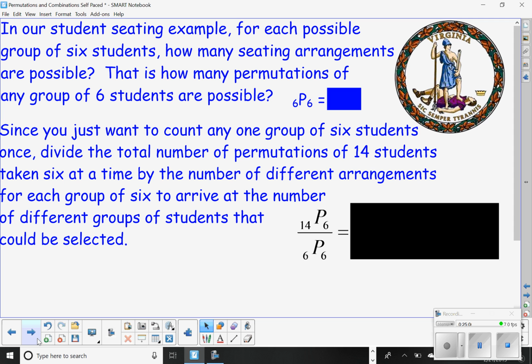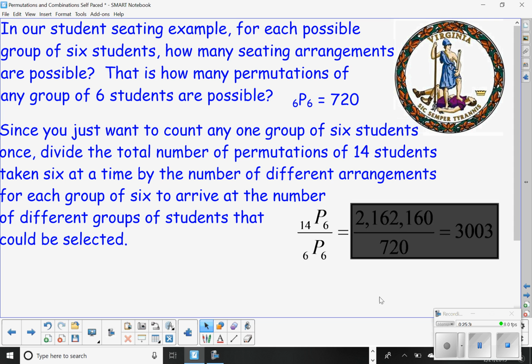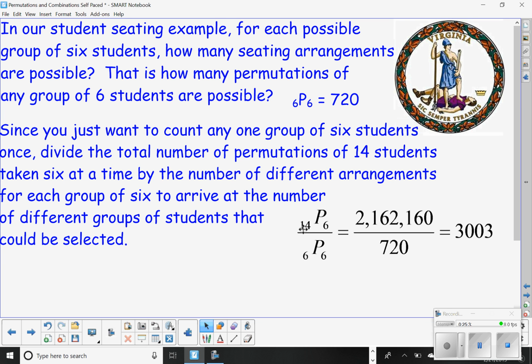Now, if we take our student seating example, we want to say for each group of 6 students, how many permutations are there? When order matters, there's 720 different ways to arrange 6 students. It's like 6 factorial. But I don't care about all the different arrangements. I just want one. So what I'm going to do is a permutation of 6 students out of 14, but then divide by all the different permutations to find the number of different combinations. Again, this is just another way of looking at what we mean by combination over permutation.